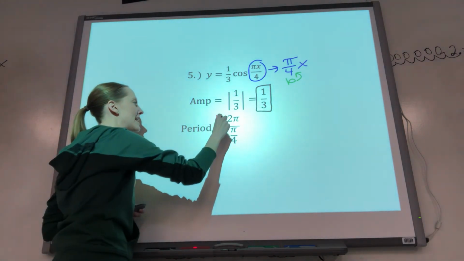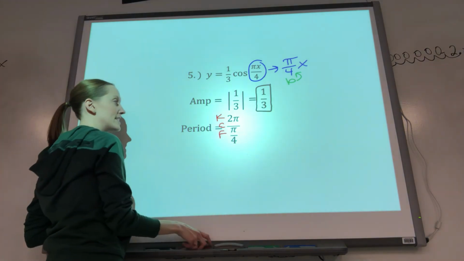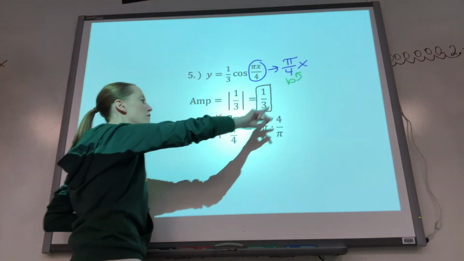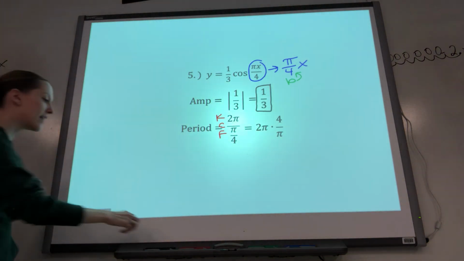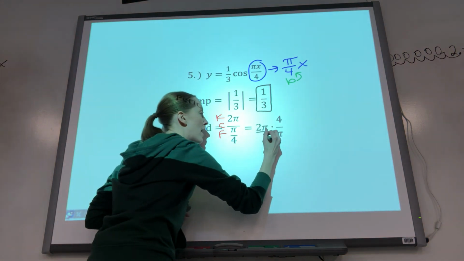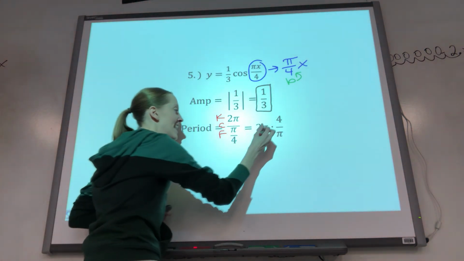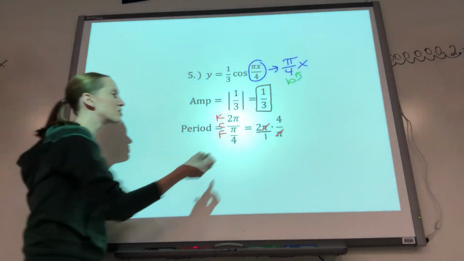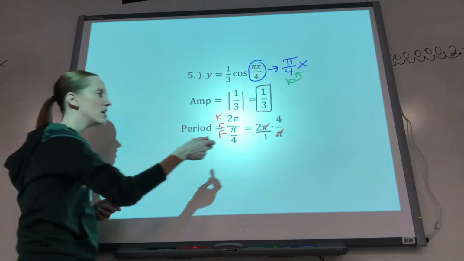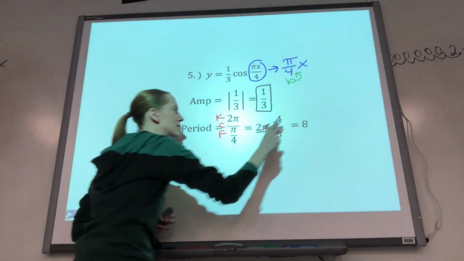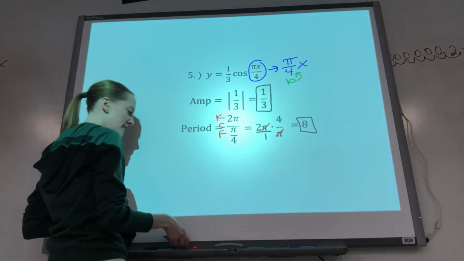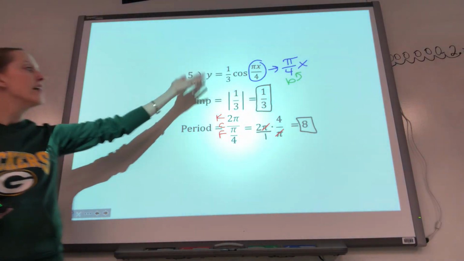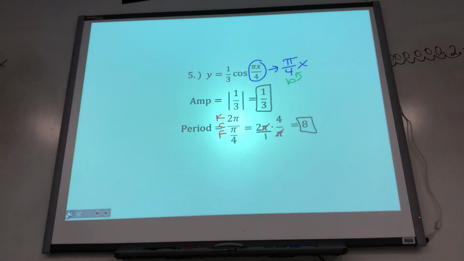Now, by the time I keep, change, flip, this actually works out kind of different. Keep the 2 pi, change it to multiply, flip the fraction on the bottom. I like to put the 2 pi over 1 on something like this. So the pi's actually drop out, and you're just taking 2 times 4, which is 8. Every once in a while, the period doesn't end up with pi. If you've got a pi up here, then it's probably going to cross out and you just get that number.